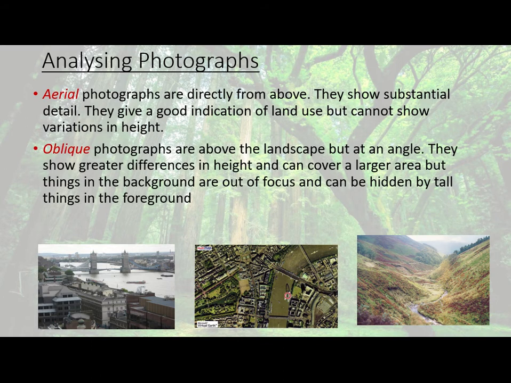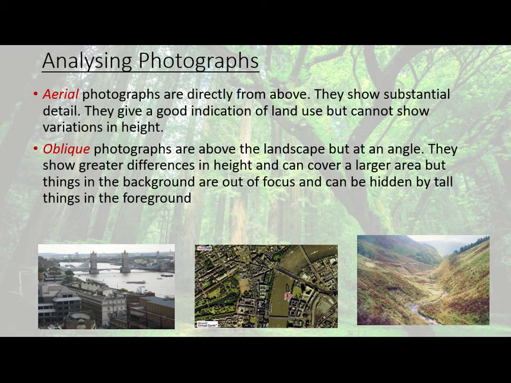Oblique angle photographs, such as this one, are taken from an angle above the landscape looking down across it. A benefit of them is they show you variations in height. So in this one, you've got Tower Bridge. You can clearly see the towers there. If you were looking at Tower Bridge from above, you wouldn't be able to see that these are taller than the surrounding area. And they also cover quite a large area. You can see quite far into the distance, 1 or 2, maybe 3 or 4 miles from your tall vantage point. So there's a large area and you can check variations in height.